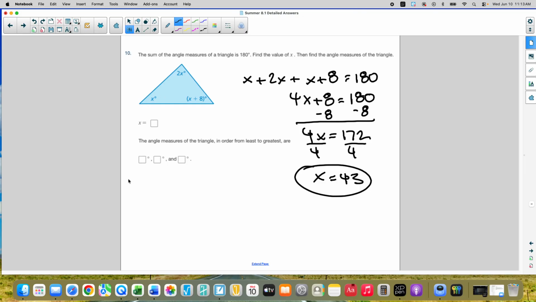So one of the angles is going to be 43 degrees. And then if we plug in x, the angles in order from least to greatest: my next angle is going to be 43 plus 8 or 51 degrees. And then my third angle is going to be double, which is 86 degrees. Those three should absolutely add up to 180 degrees. So 43, 51, and 86. Good. And x equals 43 degrees.